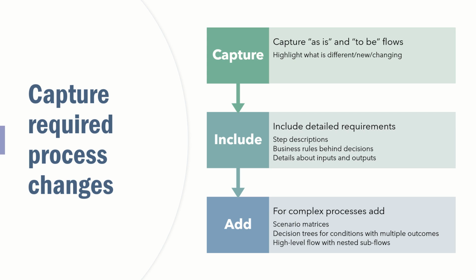A process flow or diagram by itself is not enough. You may need step descriptions, narratives, business rules that are behind those decisions. You may need some details about inputs and outputs. And then for complex processes, you may need to add different ways of depicting these complexities. Think scenario matrices to describe a variety of scenarios that may happen in this process. Perhaps you have conditions that create multiple outcomes. A decision tree or a decision table may help to show that.